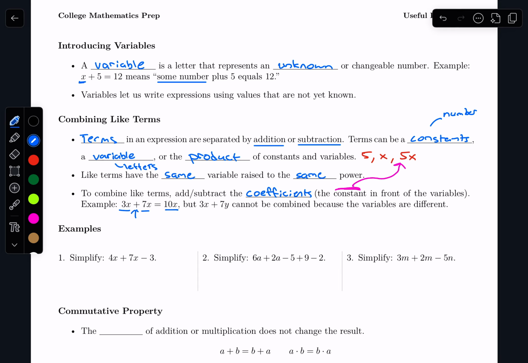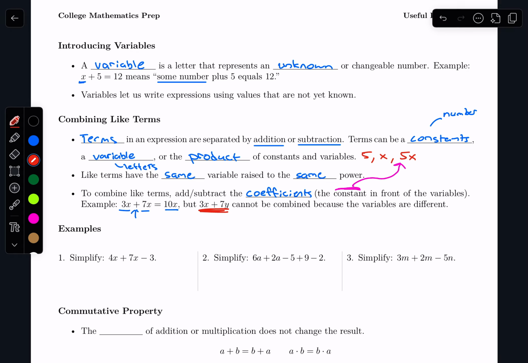But in the next one, 3x plus 7y, these cannot be combined because the variables are different. So an x and y are not allowed to be put together. Okay, if you have 3 cars and I have 7 boats, we do not have 10 cars and boats, or well, we do have 10 cars and boats, but we don't put together the boats and the cars as one thing. So if you have 3 cars and I have 7 boats, you wouldn't say that we have 10 cars, right? You wouldn't turn my boats into cars as a way to put them together.